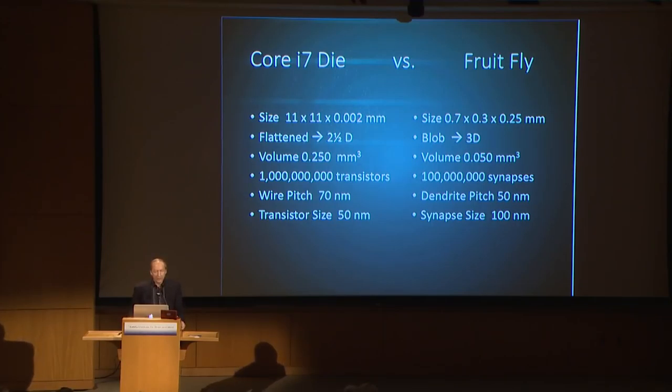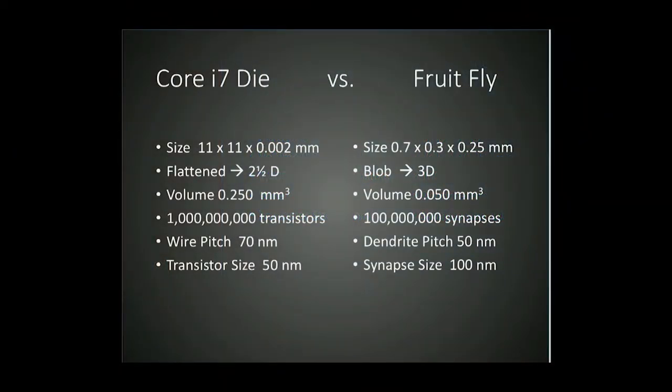Just to put a perspective, let's put some dimensions on these and compare them side by side. A current processor is sort of a flattened structure, 2.5 dimensions, but the volume of it is under a millimeter. The fruit fly is a nice little blob under a millimeter in size, not too different in volume. The number of transistors and switches in the processor are getting pretty impressive, about a billion transistors nowadays. That's a bit more than the fruit fly. If you go back 10 years, the Pentiums had about a comparable number. And the last part is the wire size and the transistor size and the dendrite size, synapse size. They're all in the tens of nanometers, very small.